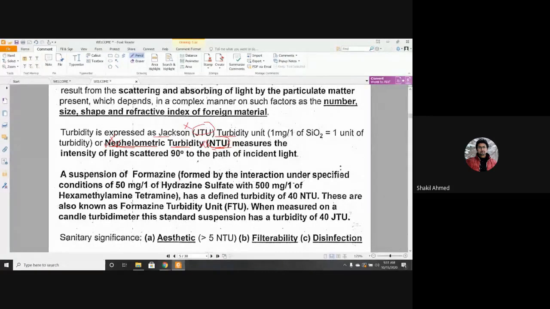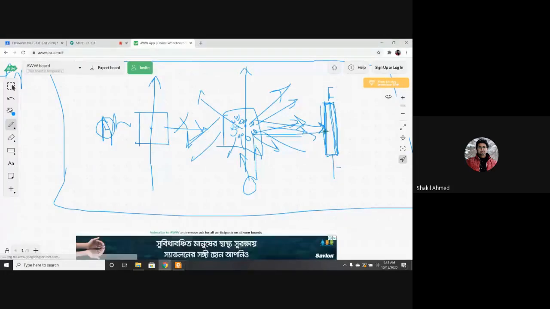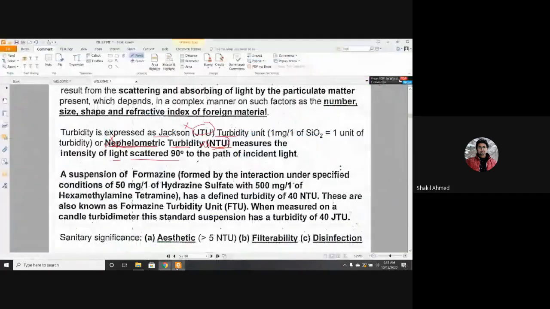The nephelometric turbidity unit measures the intensity of light scattered at 90 degrees to the path of the incident light. That's it.